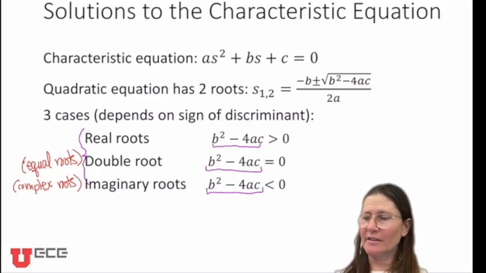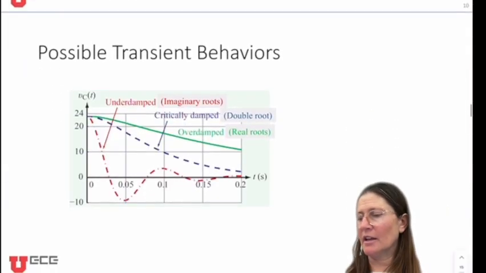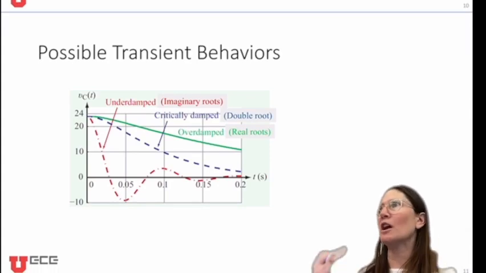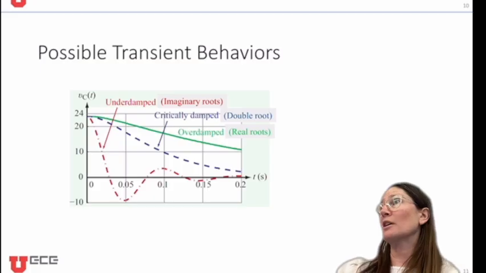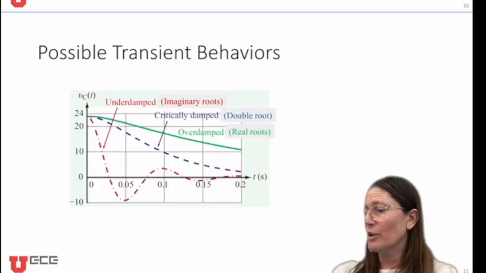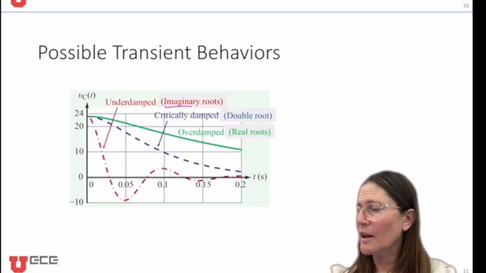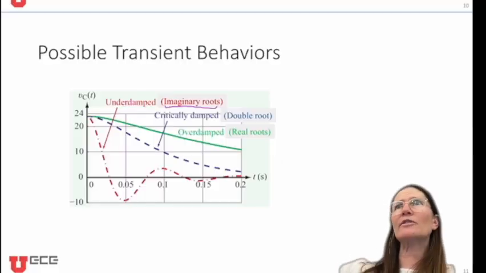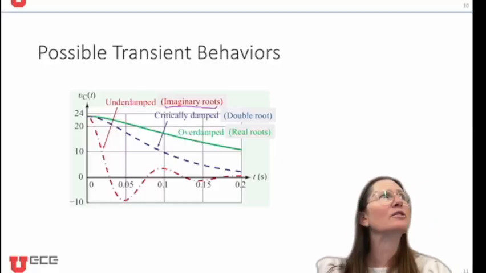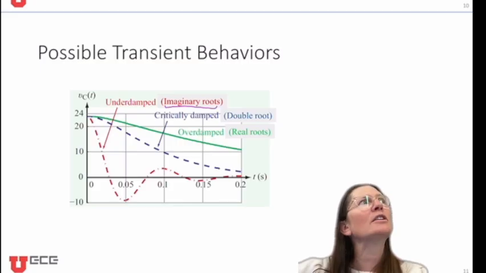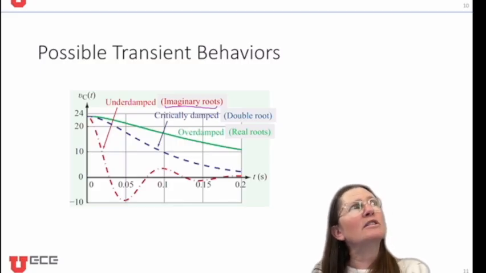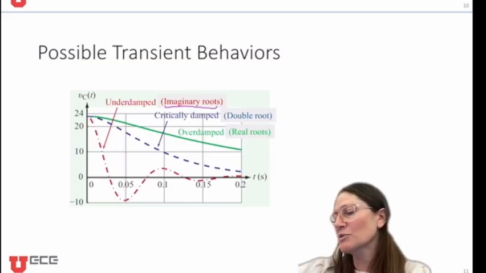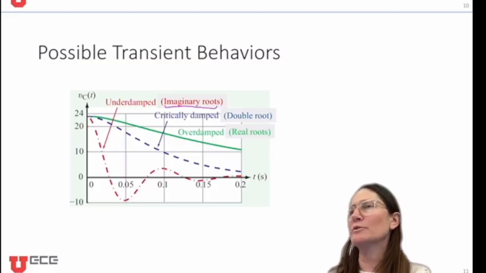So that is the case that we're going to get here, you're going to get those 3 different transient behaviors in the time domain depending on your root values. So again, the underdamped are those imaginary roots, which are going to give you an oscillation because they're complex, which makes sense. Critically damped is when you have a double root, and overdamped is when you have just real root values.